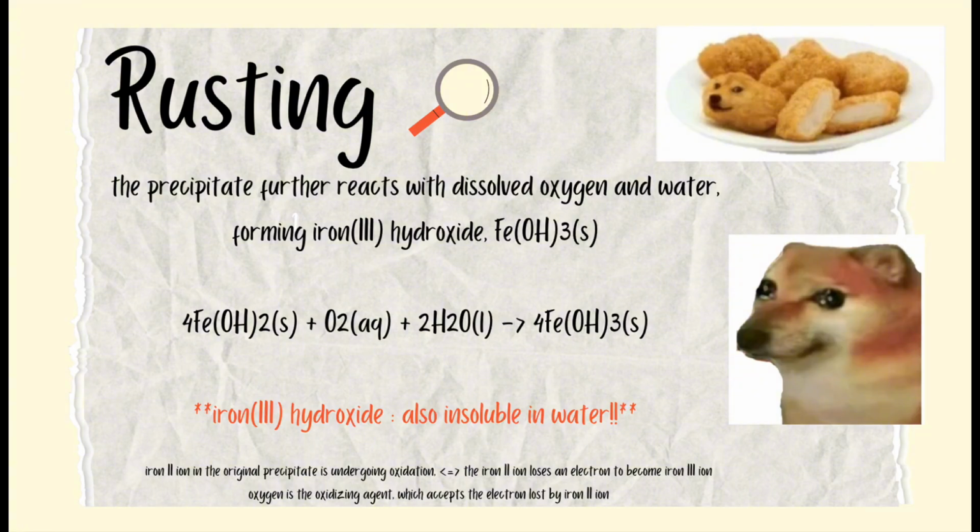To further explain, it is because the iron-2 ion in the original precipitate is undergoing oxidation, which means the iron-2 ion loses an electron to become iron-3 ion. In this case, oxygen is the oxidizing agent, which accepts the electron lost by iron-2 ion. We will learn more about it in the future.